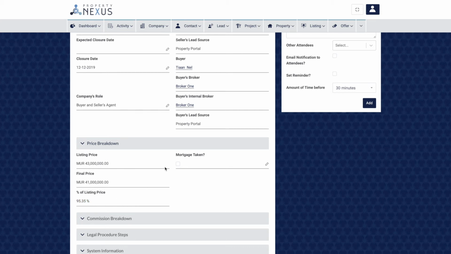For sale and developer sale transaction types, the mortgage taken field allows you to record if this transaction was done with the buyer taking bank finance for his purchase.